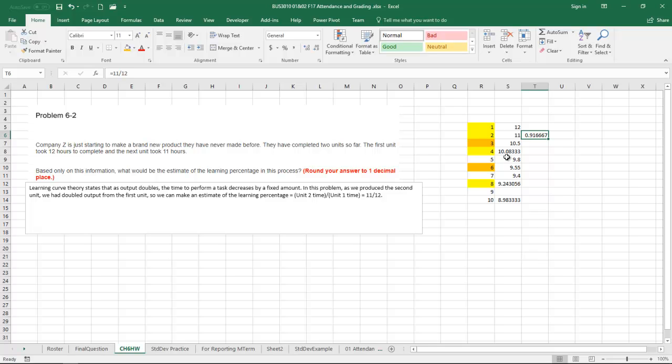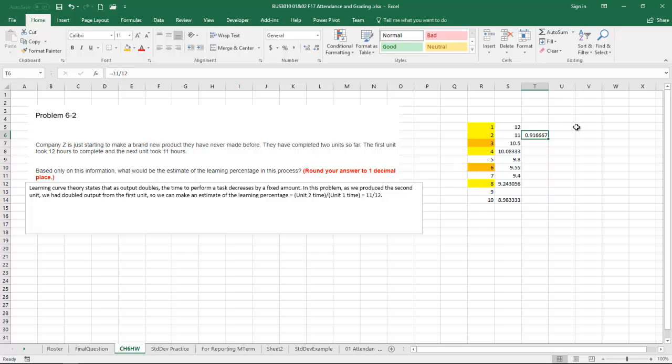So the end of the problem was way back when we just calculated 12 versus 11 hours and we figured that out. But I just wanted to show you how it works. Don't forget that you can get a better estimate of what the learning curve is by using as many of these relationships as possible.